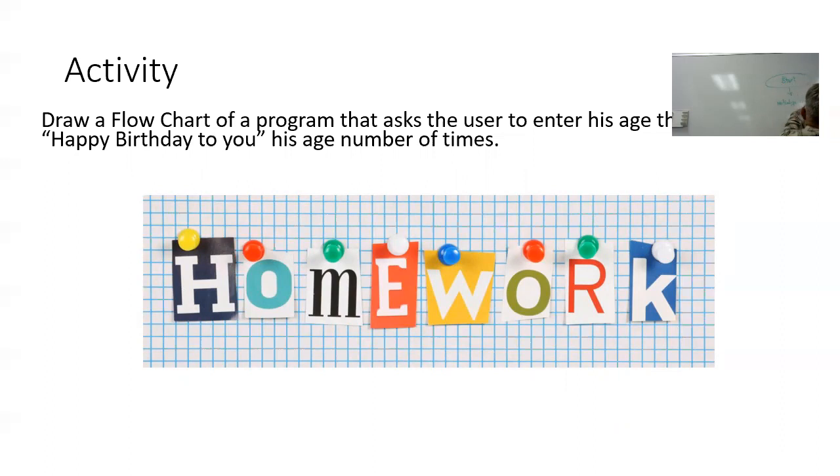Then, so that's a process. It's not an input or an output. We need to get the person's age. Just their age, get age. So that's an input. And then we're going to print happy birthday. So that's an output. So I'll do that like that. We'll print happy birthday. And then we need to increment the counter.